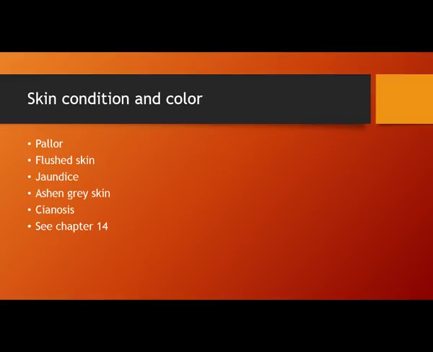General skin condition and color: you'd observe for pallor, for flushed skin, for jaundice, perhaps cyanosis or ashen gray skin. And there are many more things to say about skin. We'll see that in chapter 14.